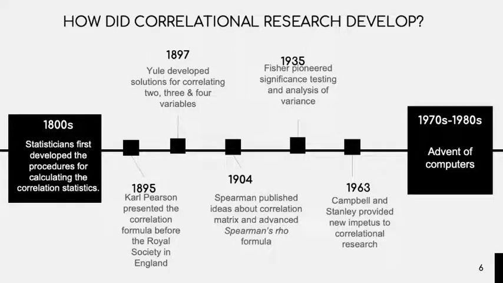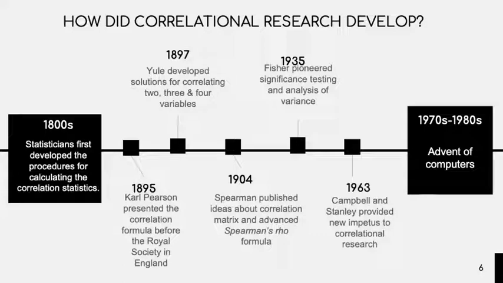Interestingly, he used illustrations from Darwin's theory of evolution and Sir Francis Galton's ideas on heredity to advance his ideas about correlation. Since then, Pearson was one of several British biometricians who discovered and refined the ideas about correlation. But in 1897, his student Yule developed solutions for correlating 2, 3, and 4 variables.